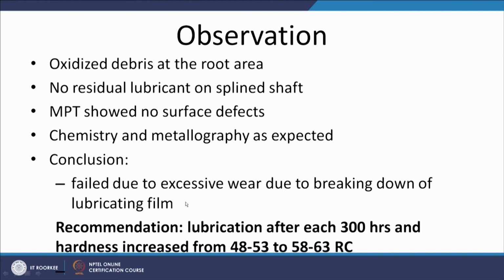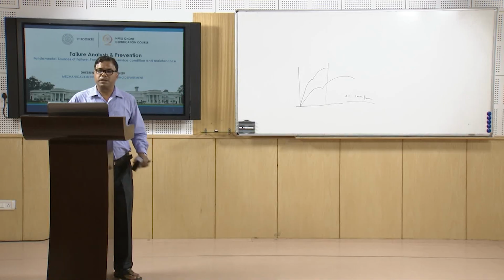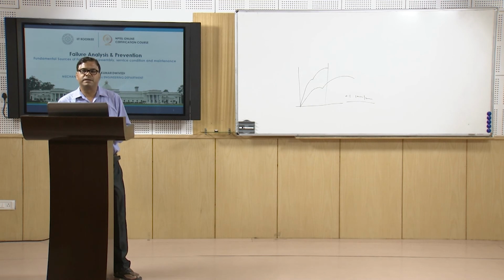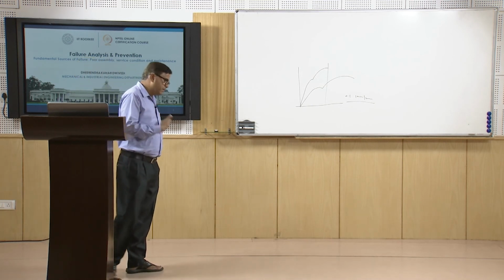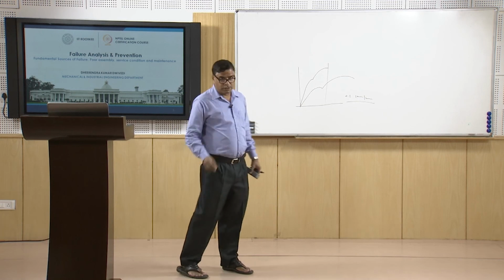Since the lubricant was not found on the surface of the teeth, it was found that the lubricant was absent, or it was not maintained properly during the maintenance. So the recommendation was lubrication after each 300 hours, and it is also important that hardness is increased from 48 to 53 HRC to 58 to 63 HRC. Once this was implemented, thereafter no premature failure of the spline shaft was observed.